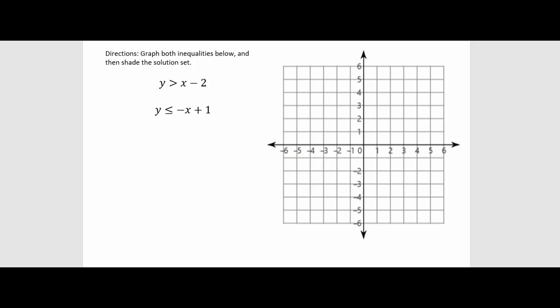Okay, so for the first one, we'll do this one in red again. I'm going to graph the boundary line y is equal to x minus 2. So y-intercept of negative 2, slope of positive 1. So my boundary line should look something like, oops, it's not very good.